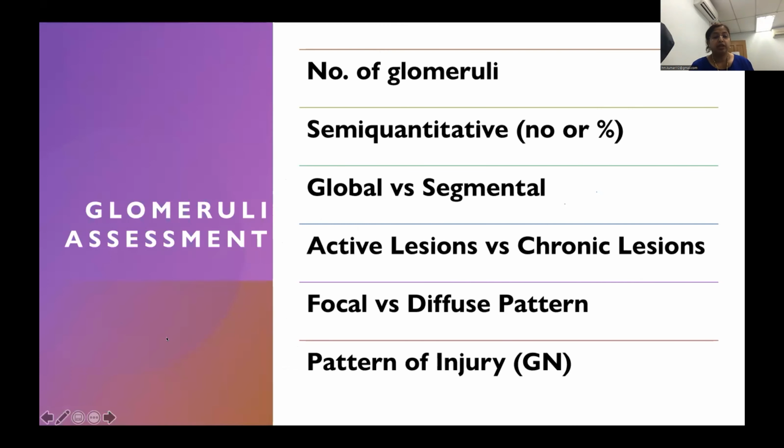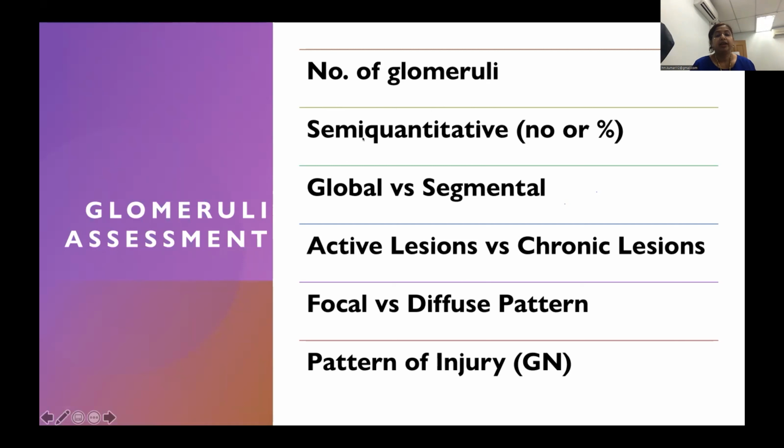Okay, now we are going down to the biopsy reporting. Now, I have divided the glomerular assessment in this manner. So I think this will benefit you and make it easy for you to identify as well. First and foremost, you need to identify the number of glomeruli. So that needs to be documented very clearly in your report, and this is very important.